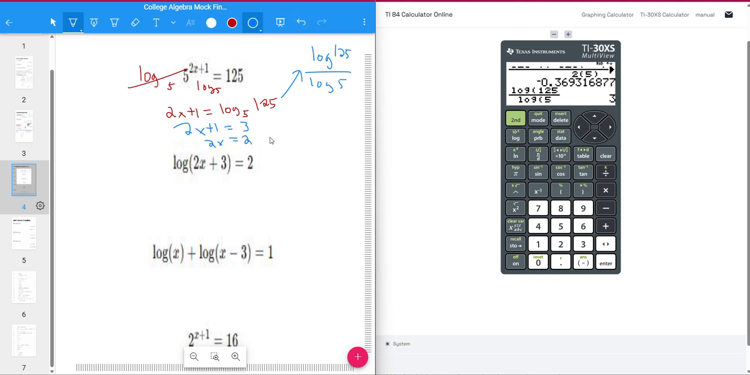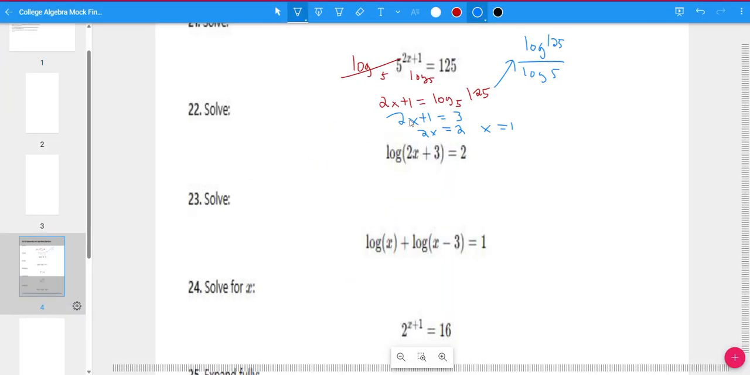And then divide by 2 on both sides. That gives me x equals 1. Which, if we think about what this meant originally, this makes more sense. So if I plug 1 into my exponent here, that gives me 2 times 1 plus 1, which gives me 5 to the third equals 125, like we think.